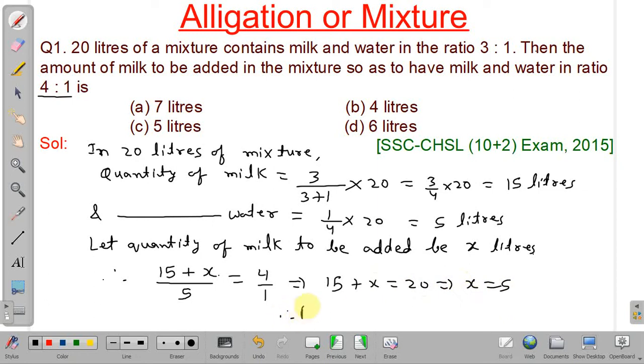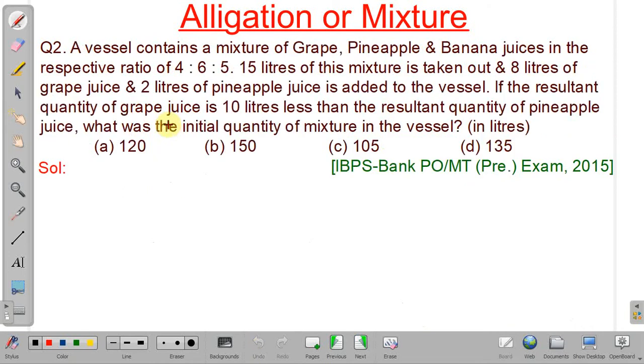Therefore, required milk quantity is equal to 5 liters. Okay. So our answer will be option number C. We will discuss the next problem.